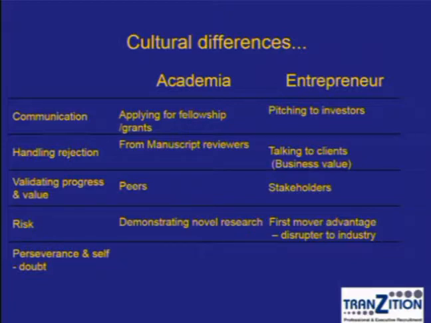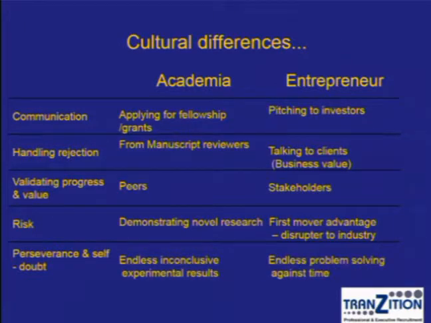Another difference is perseverance and self-doubt. Within academia, you might do a lot of experimental results that may or may not be conclusive. As an entrepreneur, you'll have constant problem solving against time the whole time. Okay, I've got these 4 things I need to do today and they need to get done. And both previous speakers have touched on it: you just get it done.